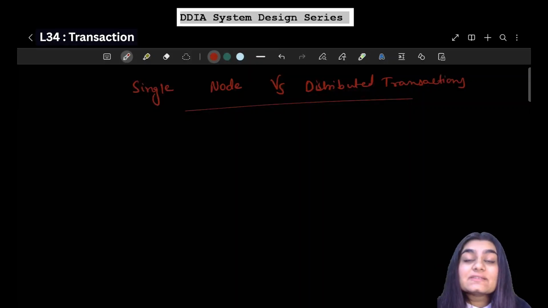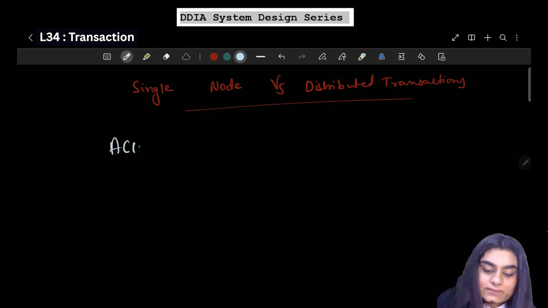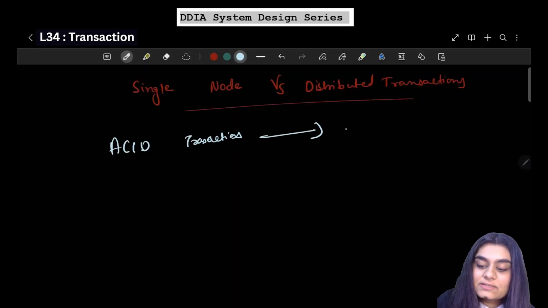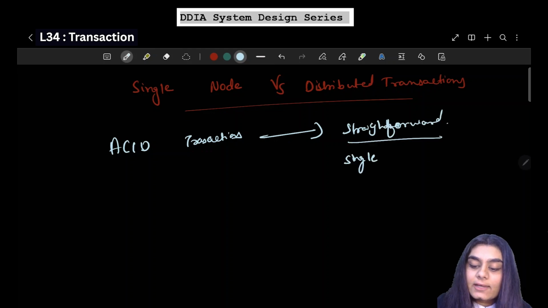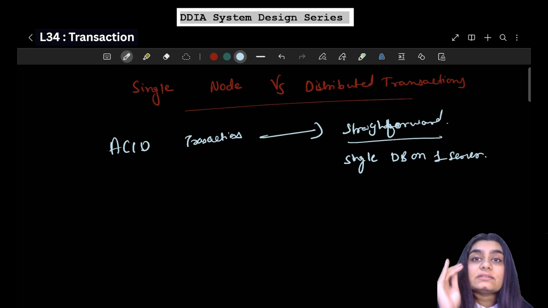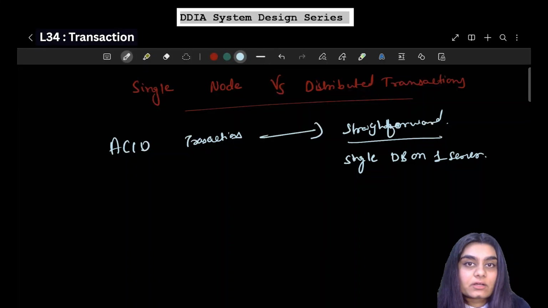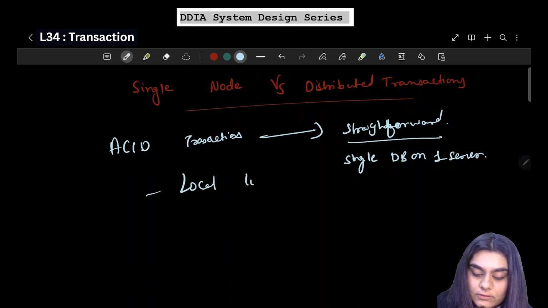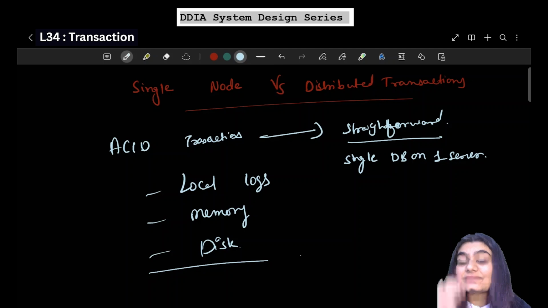Up to now, we have discussed transactions mostly in the context of a single database on one server. In a single node database, implementing ACID transactions is straightforward, because the database engine has full control over a local set of data. It uses local logs, memory, and disk. All ACID properties can be enforced within that one system.